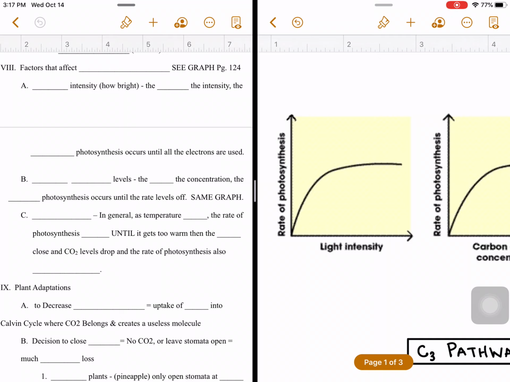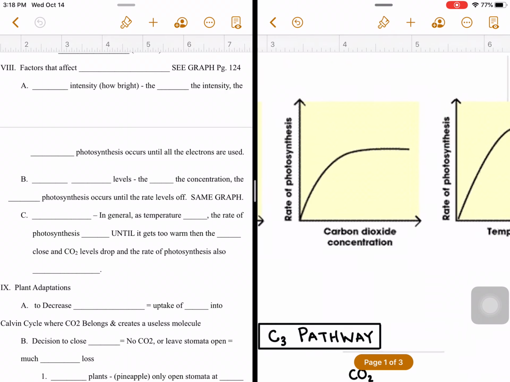The other thing that can affect it is carbon dioxide levels, and carbon dioxide will also increase photosynthesis rate. So the higher the concentration, the faster photosynthesis will occur, again until the rate will level off.